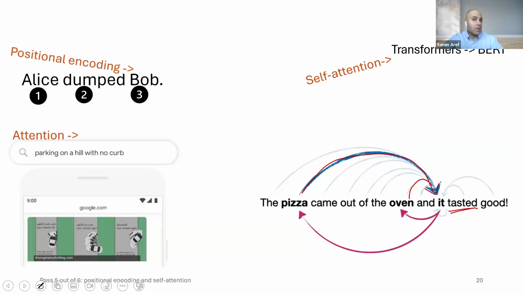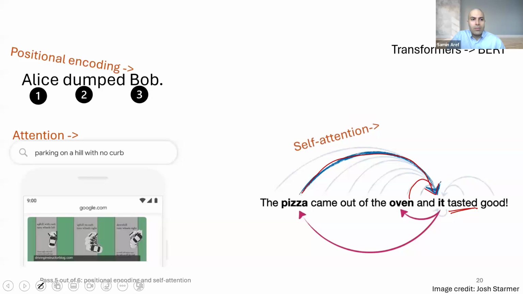So as the BERT language model is pre-trained on the whole Wikipedia corpus and all Google Books text, it has seen many examples containing the words pizza, oven, and taste. And just based on the statistical associations between these words, it has gained the understanding that it is much more likely for it to refer to pizza in this sentence rather than to oven. And this is called self-attention.